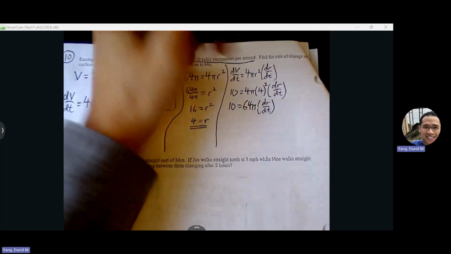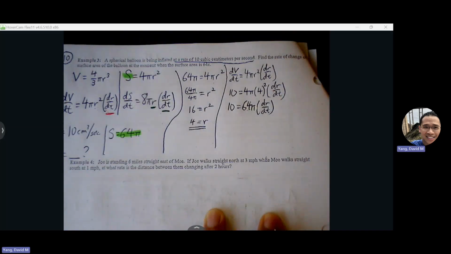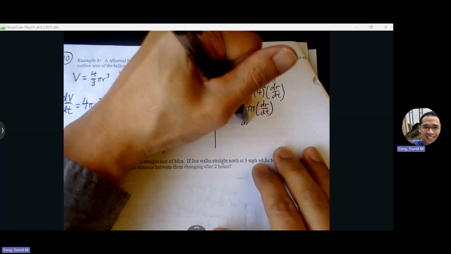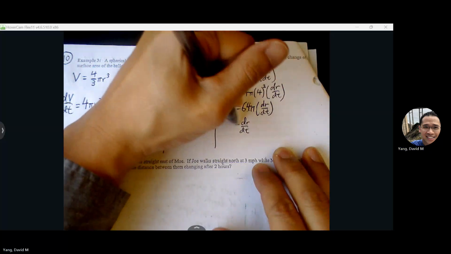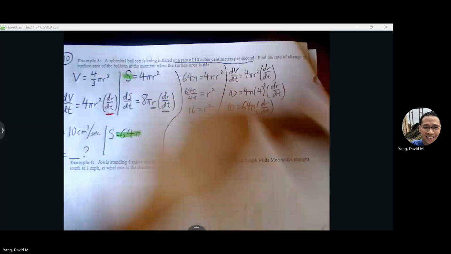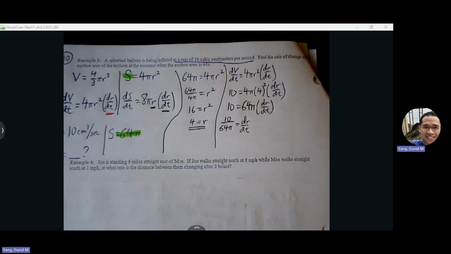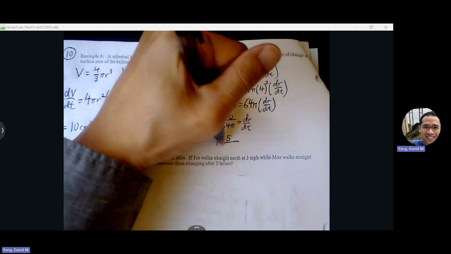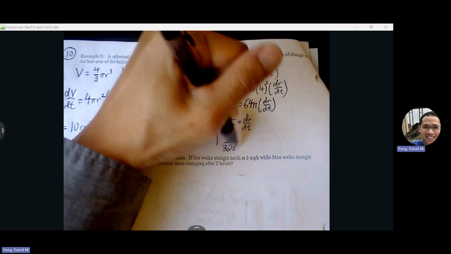Okay, what would you do from here? Divide. Okay, 64 pi. So dr dt. You can leave that alone, or you can reduce. If you reduce, it'll just make it easier to plug in. So I can take the 10 and 64, make it 5 over 32.